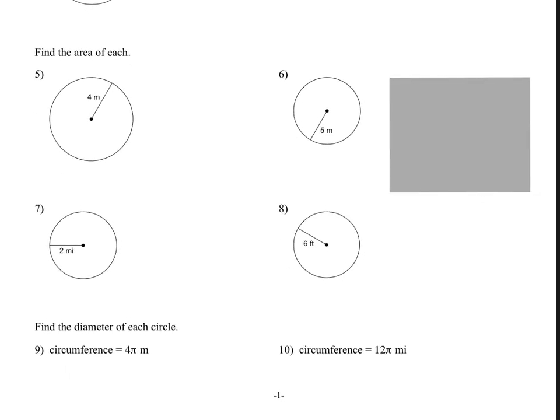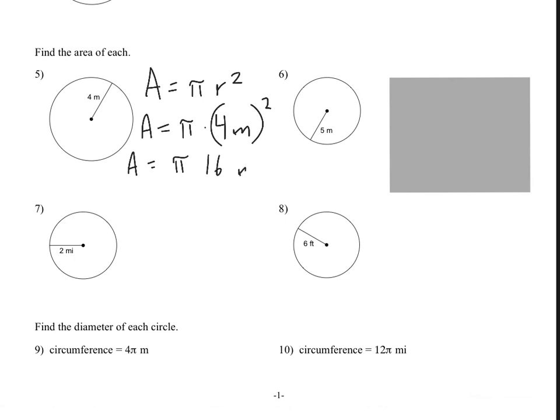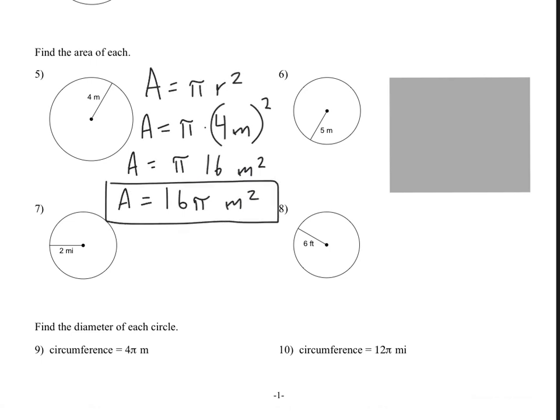Our area formula is area equals pi times the radius squared. So here I've got area equals pi times 4 meters squared. So area equals pi times 16 square meters. Area equals 16 pi meters squared. Cool. That's going to be 5 through 8.